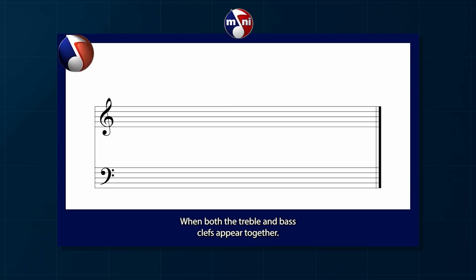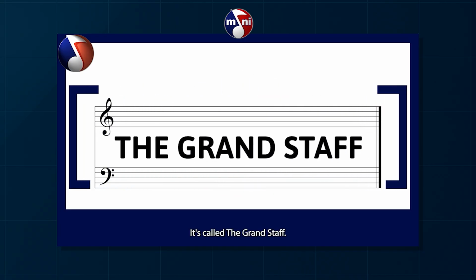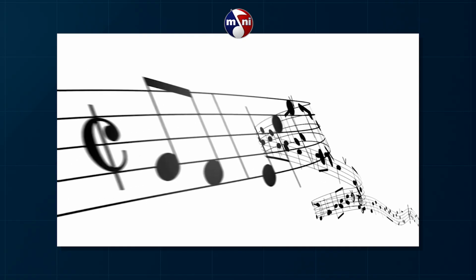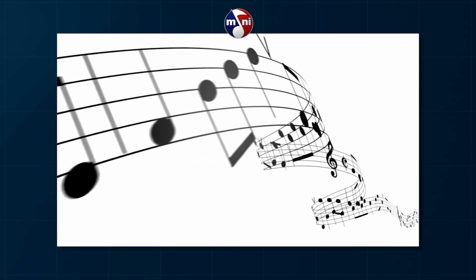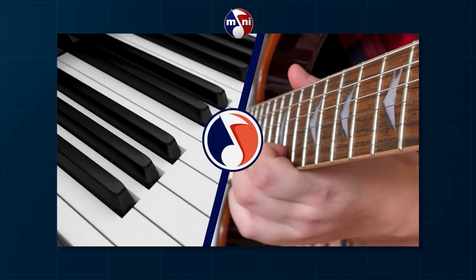When both the treble and bass clefs appear together, it's called the grand staff. The middle C note is shared by both clefs, serving as a musical handshake. So now you're one step further in your musical journey. Let's take a listen to all the notes in both the bass clef and treble clef.